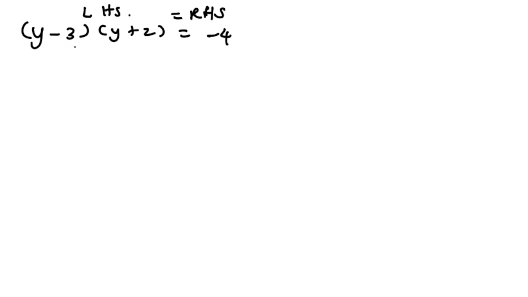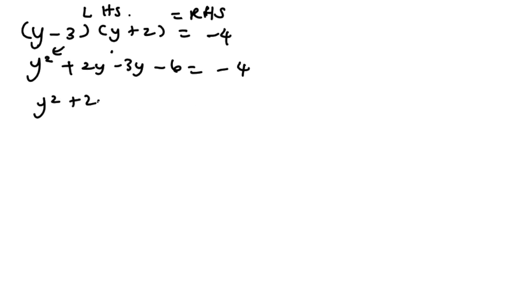But what if we expand the left hand side here? When we expand it, it becomes y times y, y squared, plus 2y minus 3y minus 6, isn't it? Equals minus 4. Now, clearly you can see y squared here. And then we want to make the right hand side become 0. So we bring minus 4 to the left hand side. It becomes y squared plus 2y minus 3y minus 6 plus 4 equals 0.